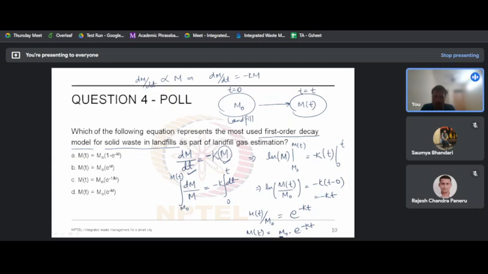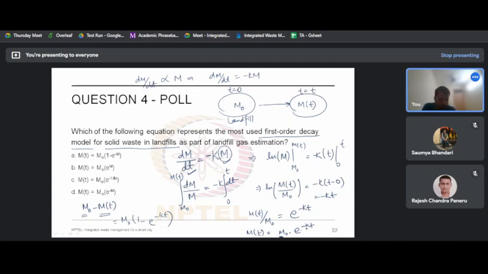So I think someone answered A, so that is not correct. That should be the mass of waste that has got degraded. So that would be basically M naught minus M of t. Initially we will have M naught, M(t) will be at certain time instant. So what will be the difference? That will be the mass that has got degraded, or you can say decayed. So this will be equal to M naught into 1 minus e to the power minus kt. So that is the explanation for option A.